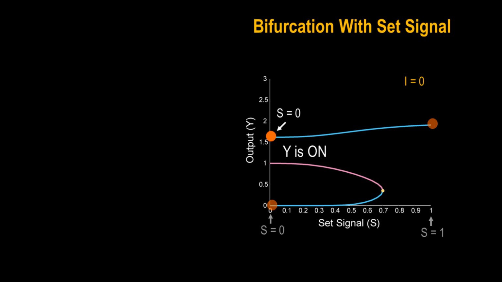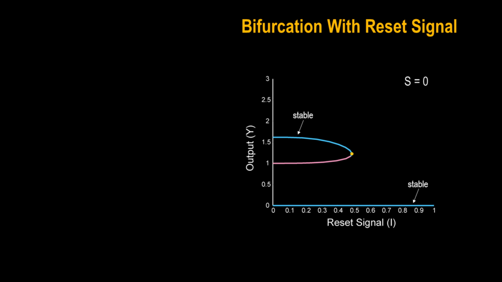To answer that, we need to change I from 0 to 1. Here is the bifurcation diagram considering I as a bifurcation parameter. Note, we are keeping S equal to 0 here. S equal to 0, I is 0 and Y is at a steady state near 1.5. If I change now I to 1, with time Y will reach a lower steady state at Y equal to 0. The output from the circuit is now 0. So the memory is erased. The latch is set to the initial condition.